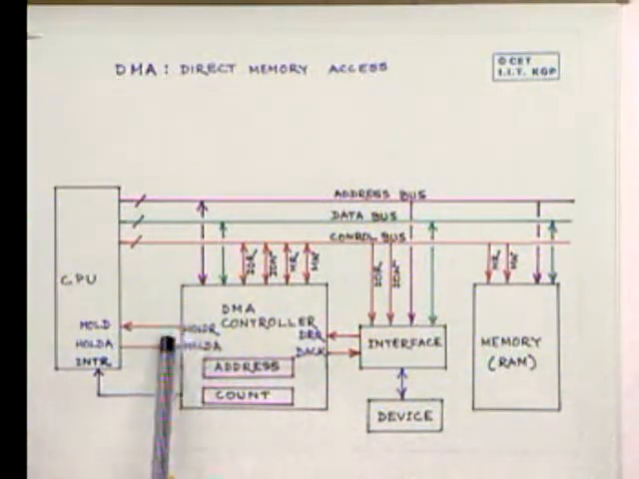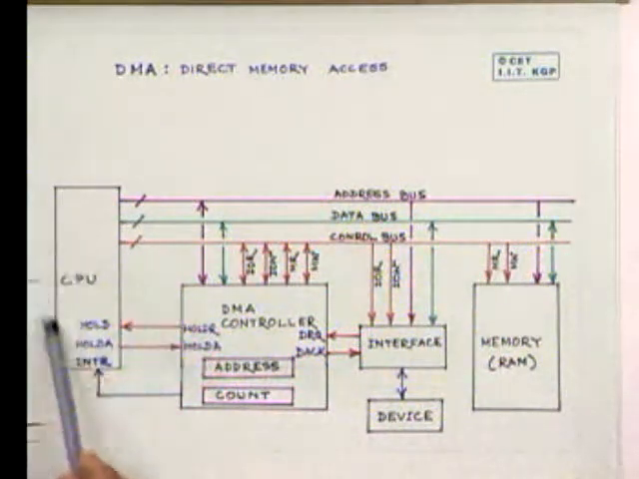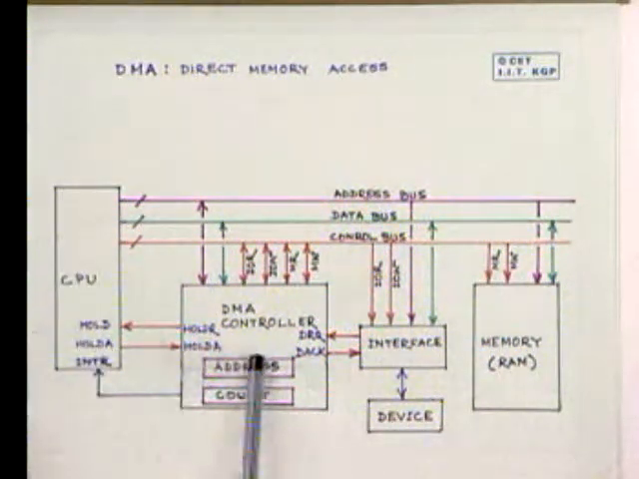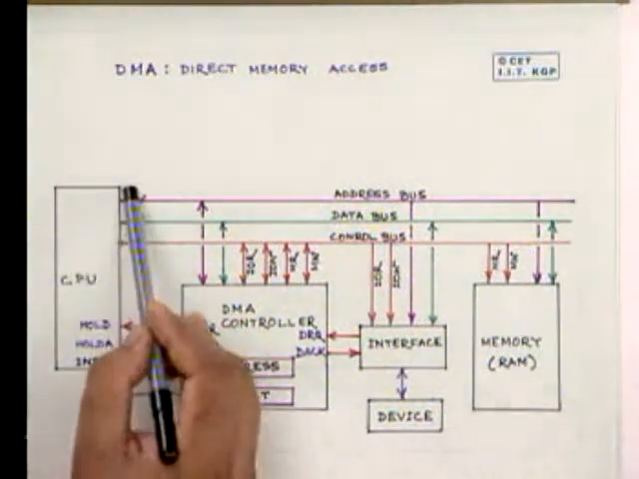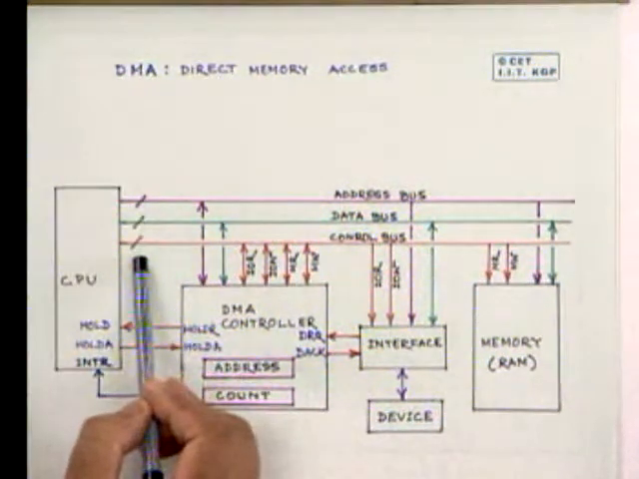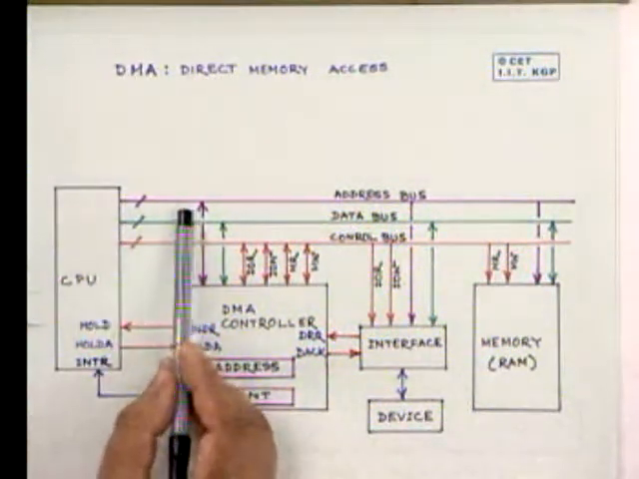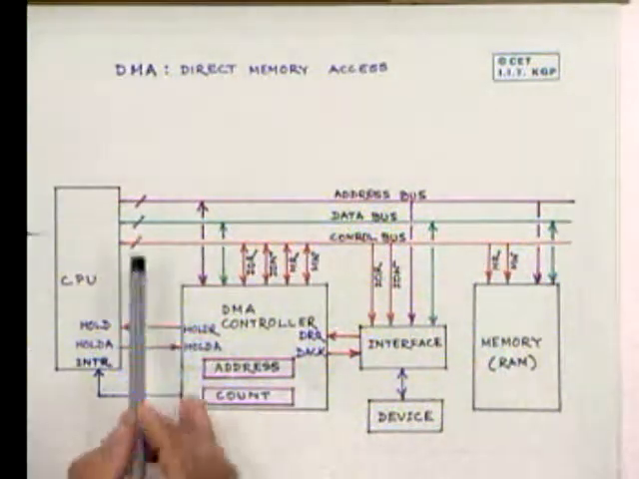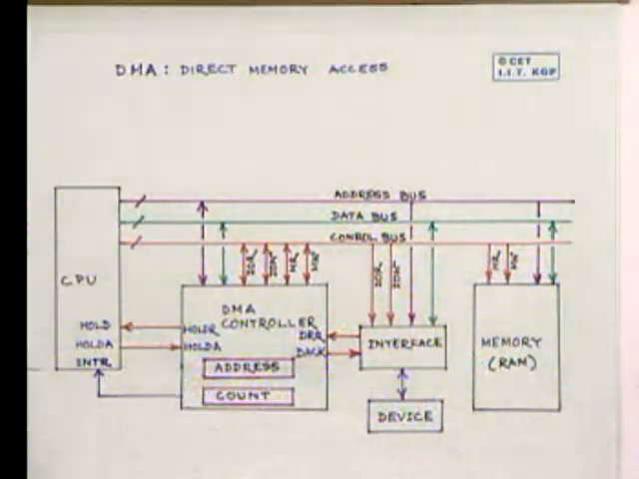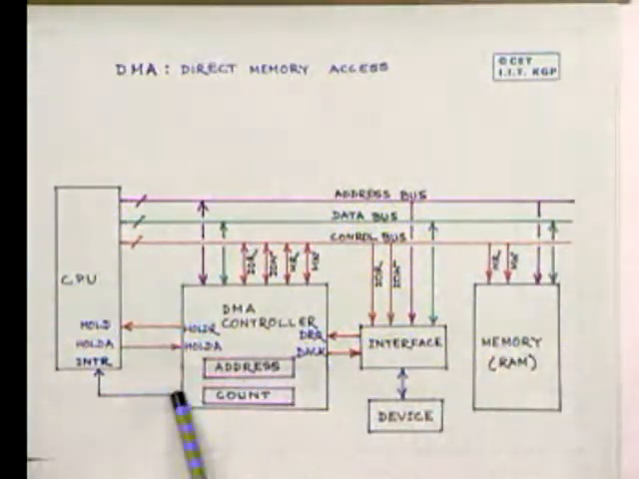Then the DMA controller, through a hold request once more, sends to the CPU that the data transfer of 1 byte or 1 word is over. That hold acknowledge is withdrawn, the CPU gets control of the system bus back, and the program starts getting executed once more at the point of interruption. And this is how a DMA controller works.